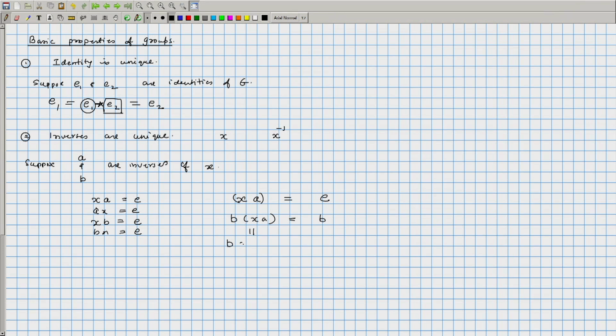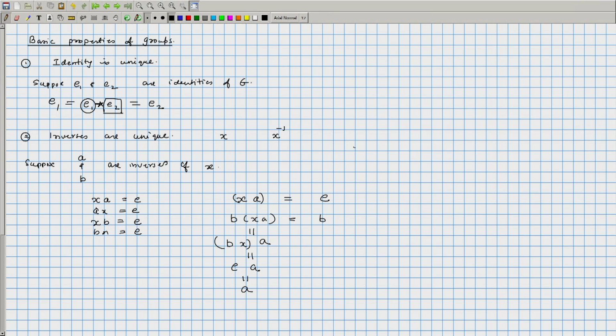But here BXA we can write as B times X times A. Okay. And since BX is identity, this is equal to identity times A, and that is equal to A. So, we get A is equal to B. Okay. So, every element X will have a unique inverse.